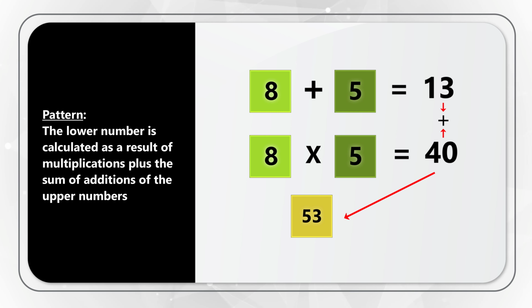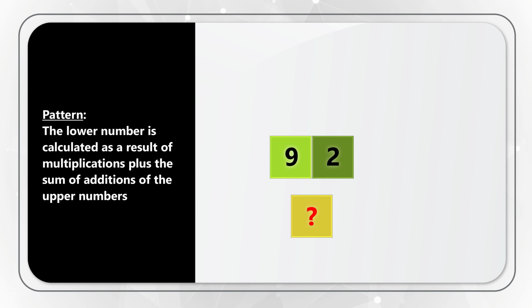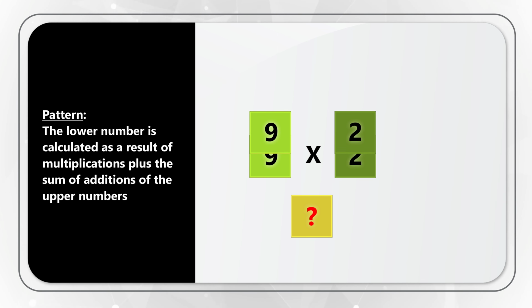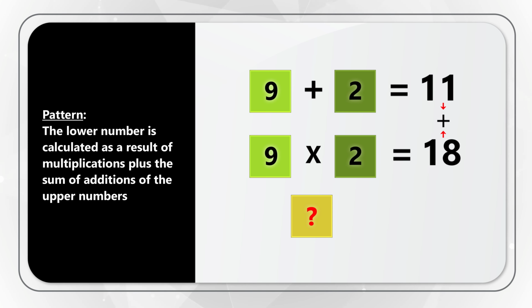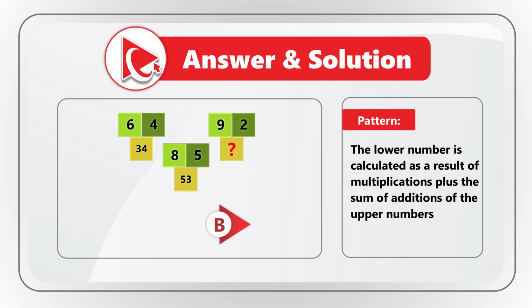This allows us to do the calculations on the final set and find the missing number. 9 multiplied by 2 plus the sum of 9 and 2 equals 18 plus 11, and equals 29. So the correct answer here is choice B, 29.